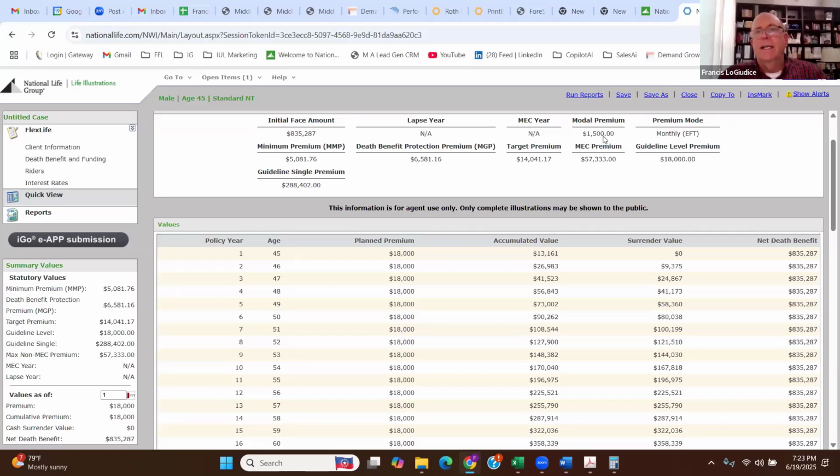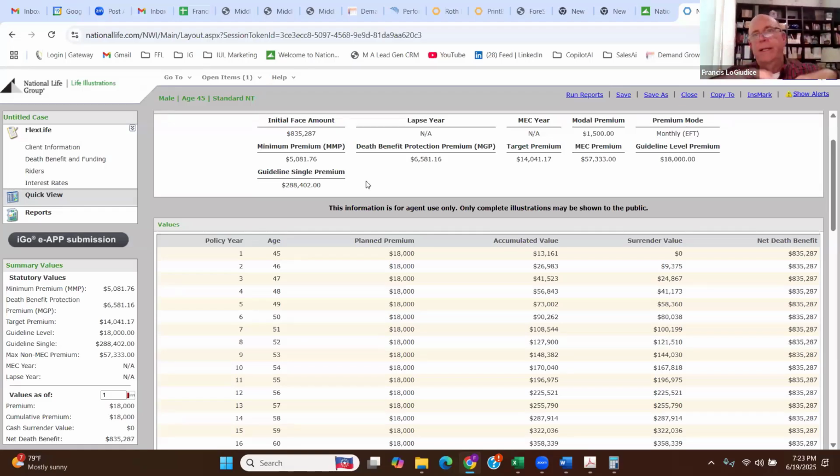I like the fact that National Life Group says, hey, this is the most you can put in, because maybe you have somebody who flips houses and they're like, hey, if I sell this house, can I throw an extra 100 grand in here? No, you cannot. The most you can put in is 57,333. You're limited to that if somebody's seriously overfunding it.